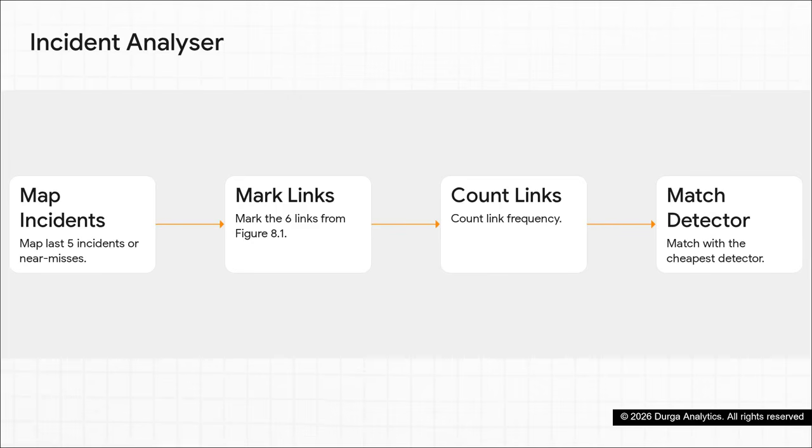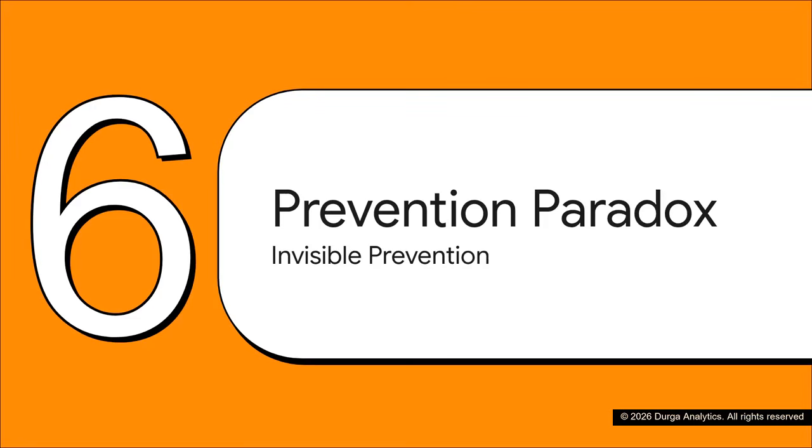The test this build must pass: it has to point you to the absolute cheapest control investment required to break the chain. Near misses are the richest data you will ever get. Don't waste time trying to fix the most expensive incident. Instead, fix the most frequent weak link with the cheapest available detector you have. Which brings us to our final section, Section 6, the invisible prevention paradox.